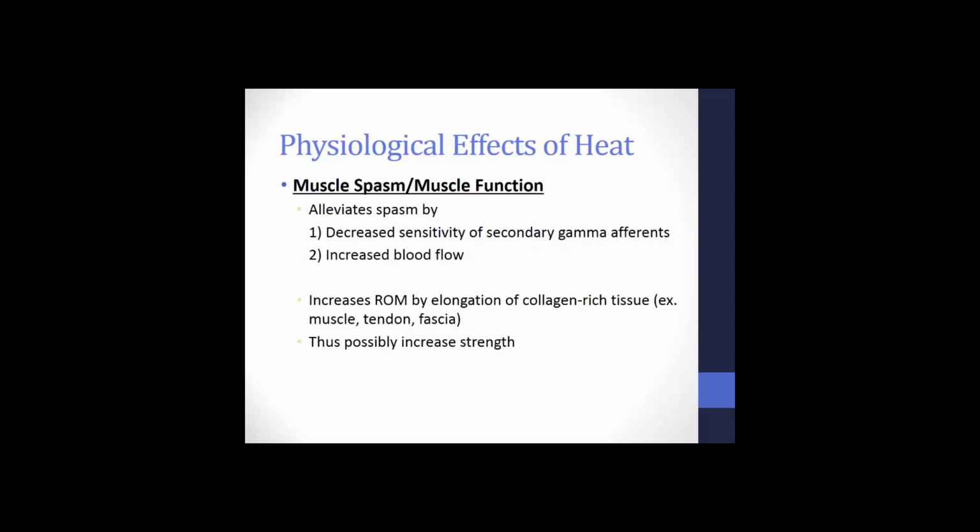Muscle spasms and muscle function are also affected with the use of thermotherapy. Heat helps to alleviate spasms by decreasing the sensitivity of the secondary gamma afferents and increasing blood flow to the muscle. These effects result in an increased range of motion by elongation of the collagen-rich tissue, for example, muscle, tendon, and fascia. It could also possibly increase the strength of the muscle.